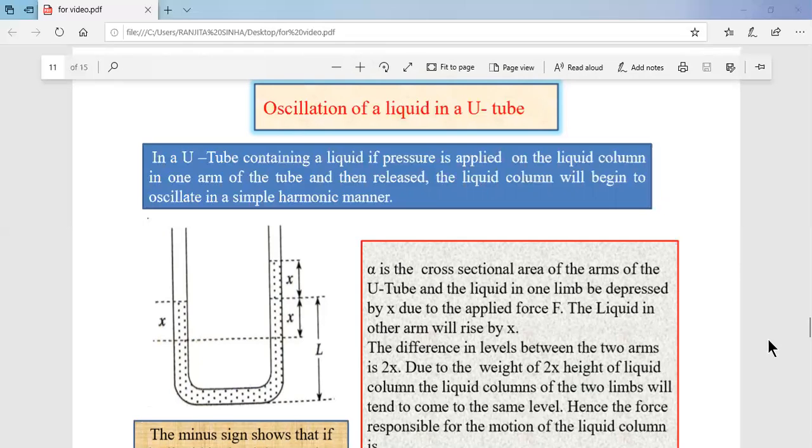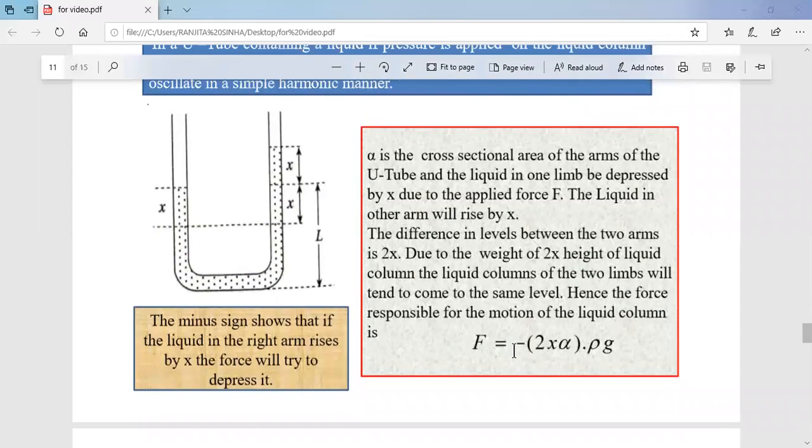Hence, the force responsible for the motion of the liquid column is F equal to minus 2x alpha rho g. Here alpha is the area, x is like length, so 2x alpha acts as volume. Volume into density, rho being the density of the liquid, gives mass, and with g we get mg. So F equals minus mg here.